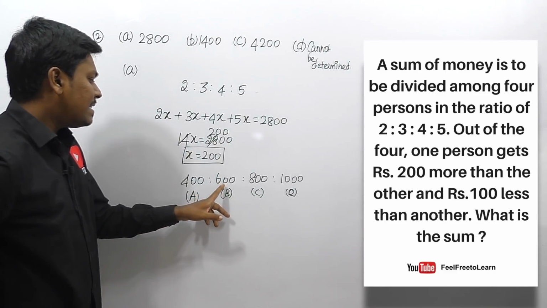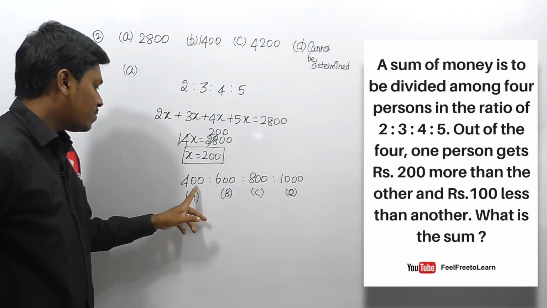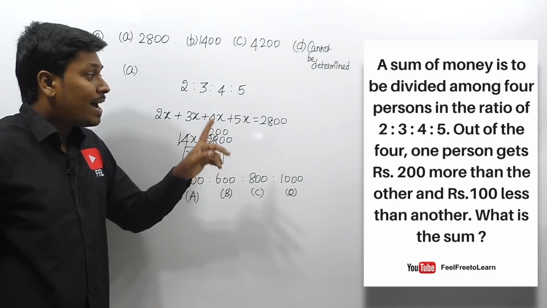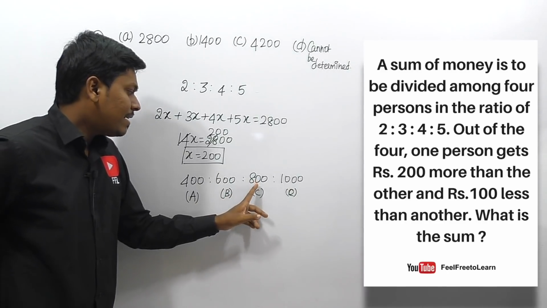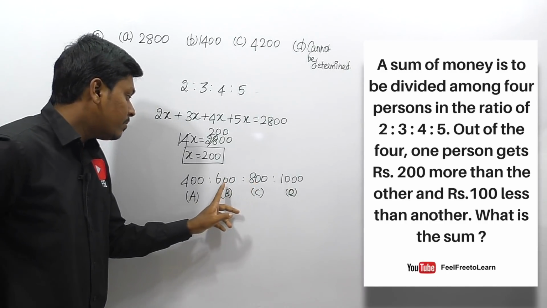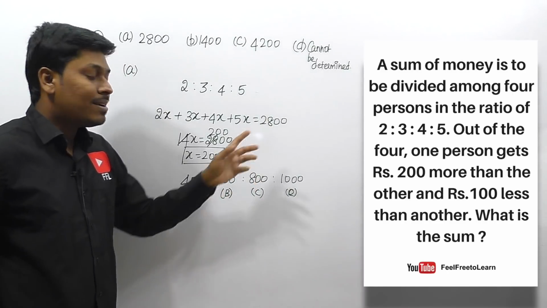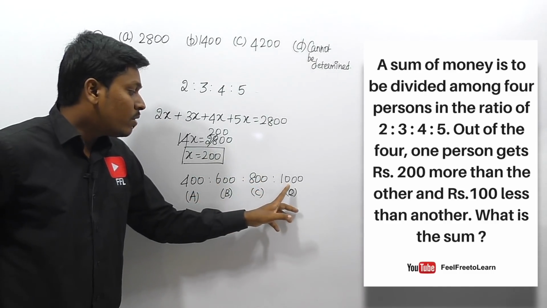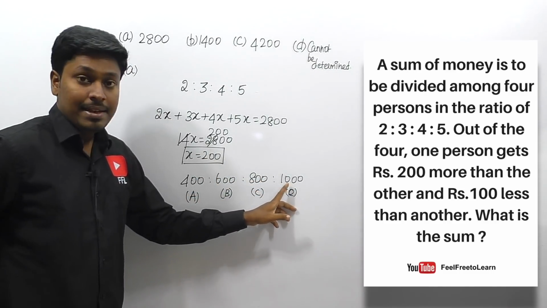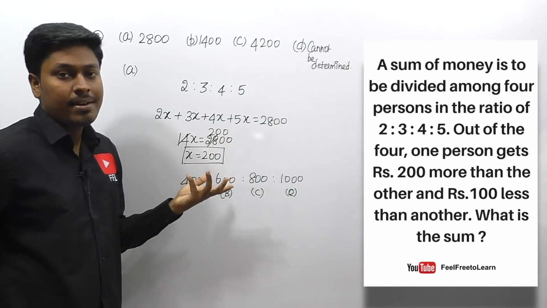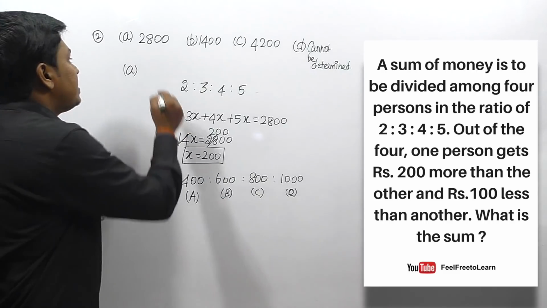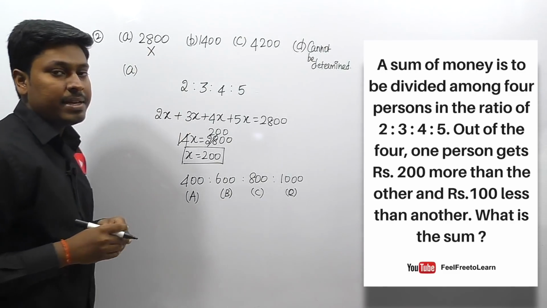So if I consider the person B, he is getting rupees 200 more than the other, but 100 less than the another. I think that is not satisfied, right? So when we take the person C, he is getting 200 more than the person B, but not 100 less than the other. Similarly, when we go for option D, he is getting 200 more than the other person, but we don't know whether he is getting 100 less than the other. So we can definitely say that option A is completely eliminated.